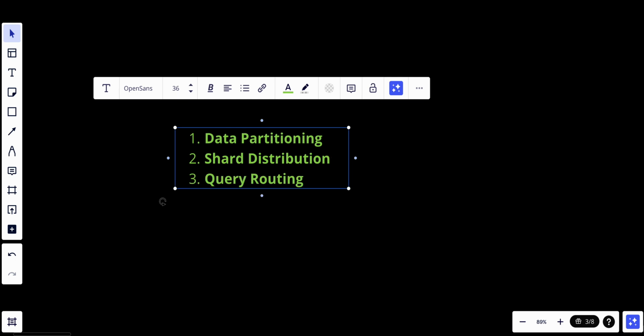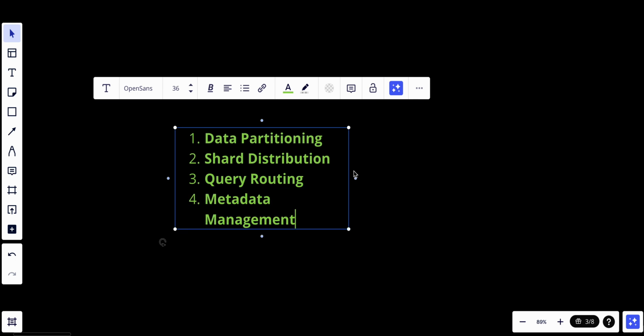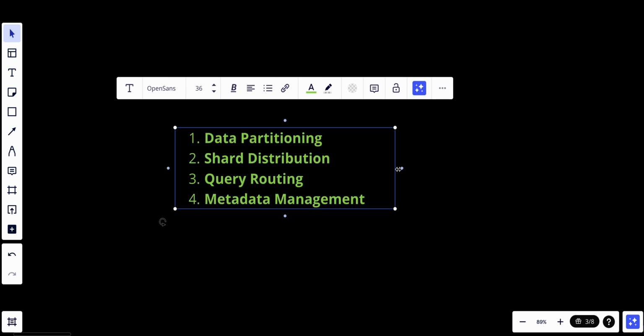A central component, often called a sharding router or coordinator, is responsible for routing queries to the appropriate shard based on the shard key specified in the query. We have the metadata management. In this one, the system maintains metadata about shards, locations, and data distribution, allowing the query router to determine which shard should handle the query.